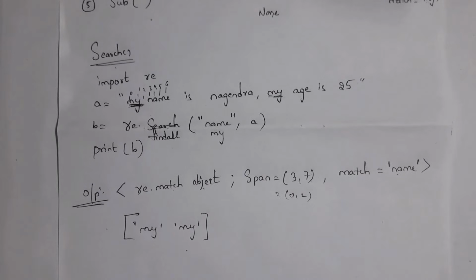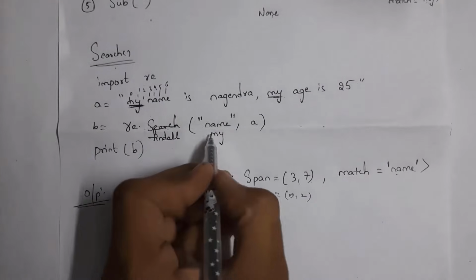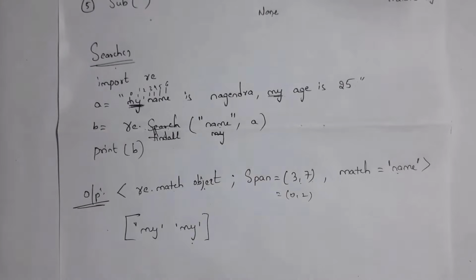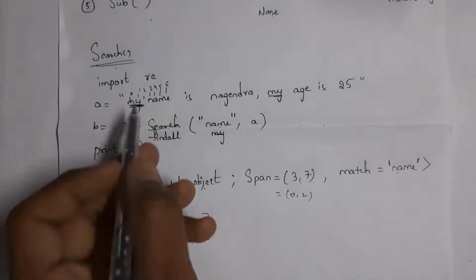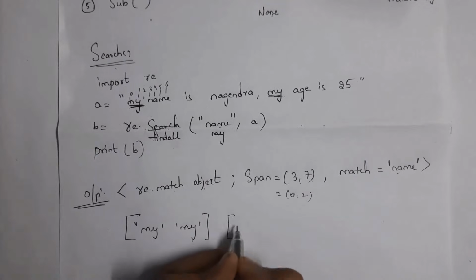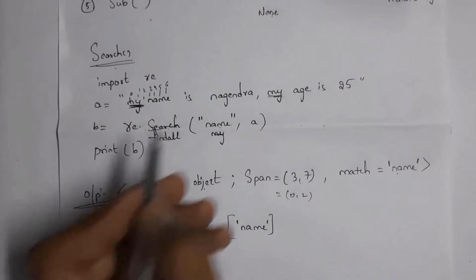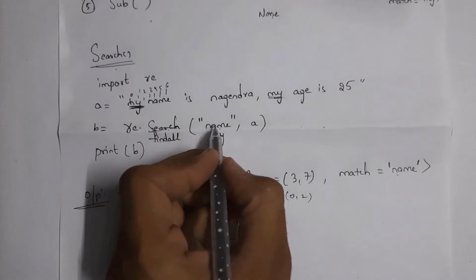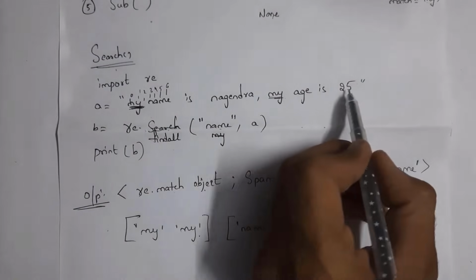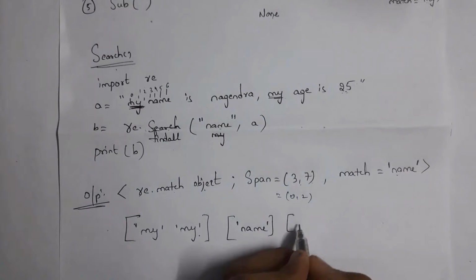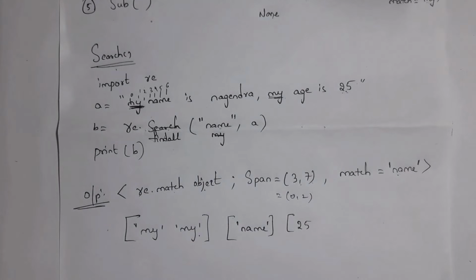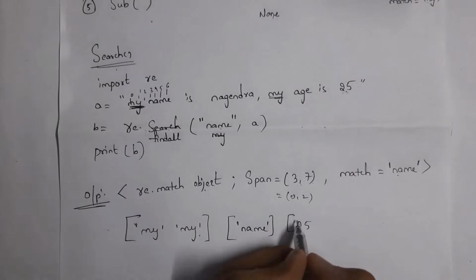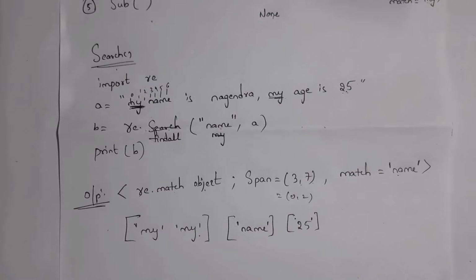By using findall function, you can find any characters that are available in my string. For example, here in place of 'my', if I write here 'name', it will check whether 'name' is available or not. Yes, 'name' is available here, so it will print 'name'. All these are strings, so you will get output in single quotations. For example, in place of 'name', if I give here 25, yes, 25 is available in this string, so you will get output 25. And this 25 is not an integer, this 25 is also considered as a string, so you will get output '25' in single quotations. This is the use of findall function.